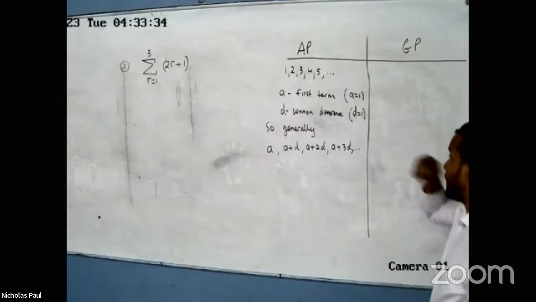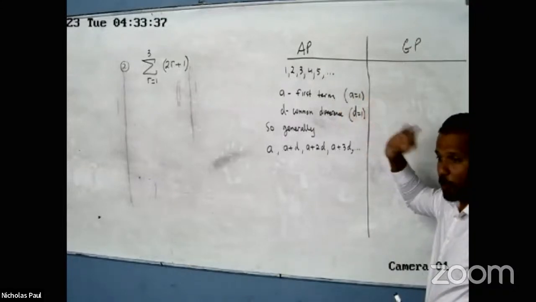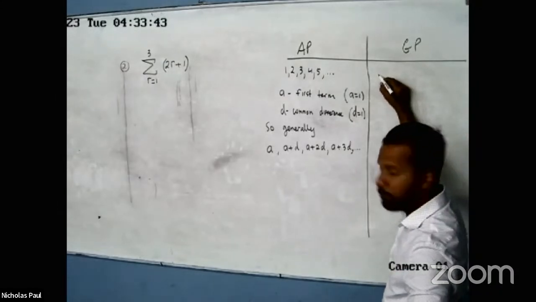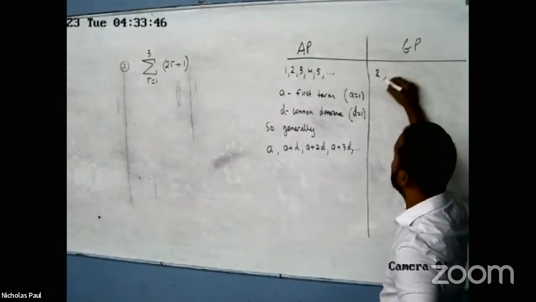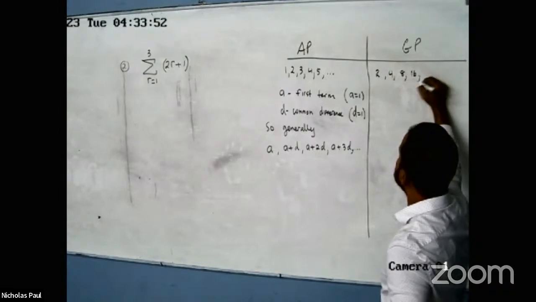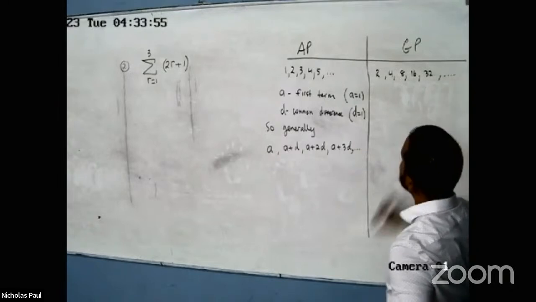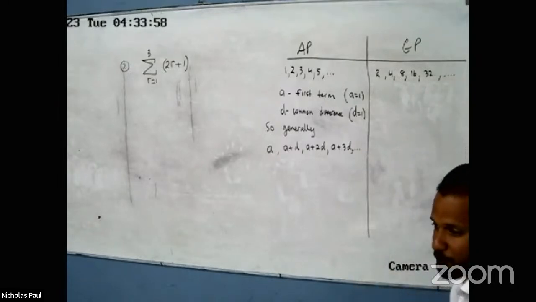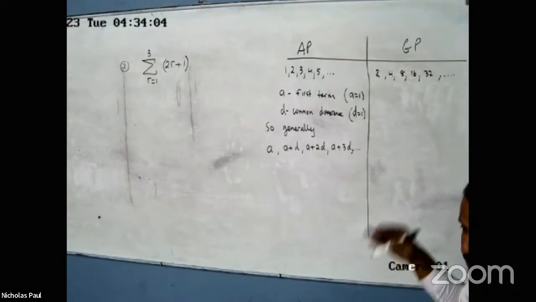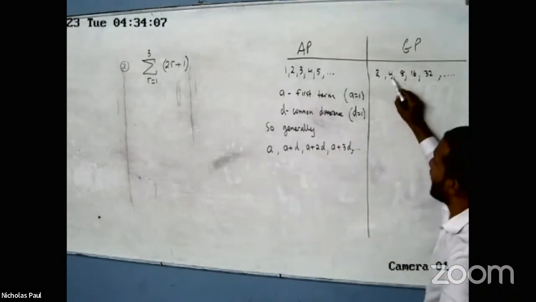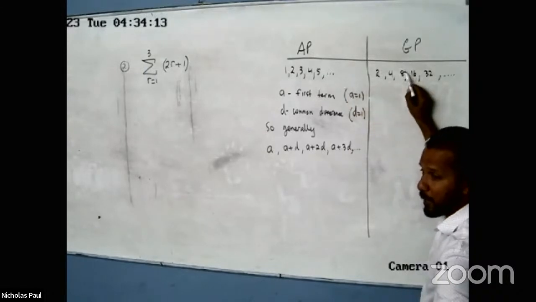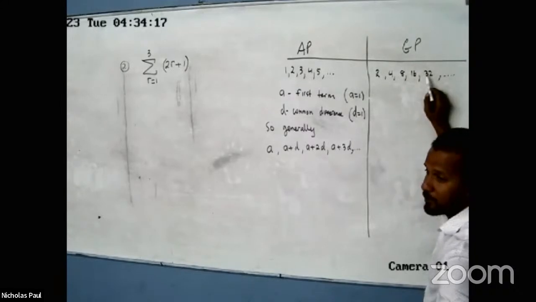So this is the AP. Everybody okay with that? Now the GP looks a little bit different. Let's say we start our first term with 2. Then the next value is 4, then 8, then 16, then 32, and so on. What do you recognize about the GP? To go to the next term, you keep multiplying by a value. Here you multiply by 2, here you multiply by 2, and so on.